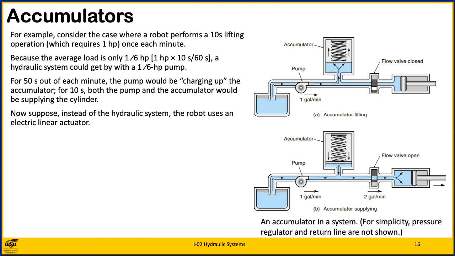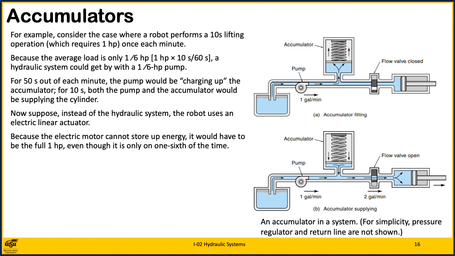Now, suppose instead of the hydraulic system, the robot used an electric linear actuator. Because the electric motor cannot store up energy, it would have to be a full 1 horsepower, even though it is only on 1/6 of the time.